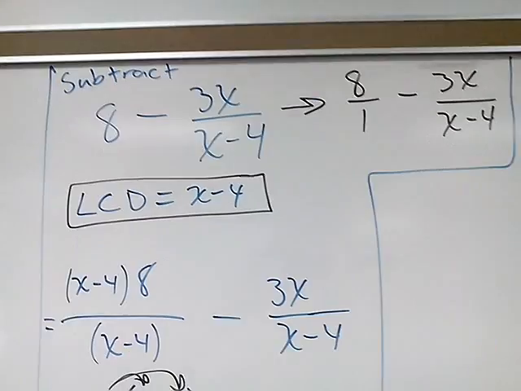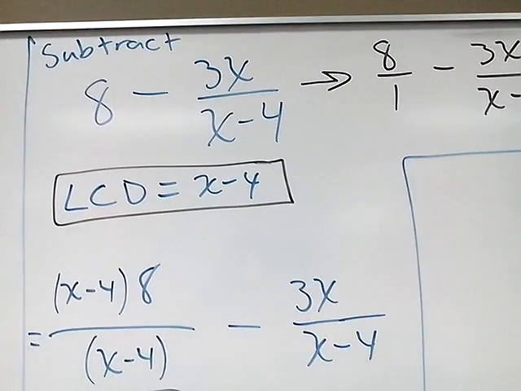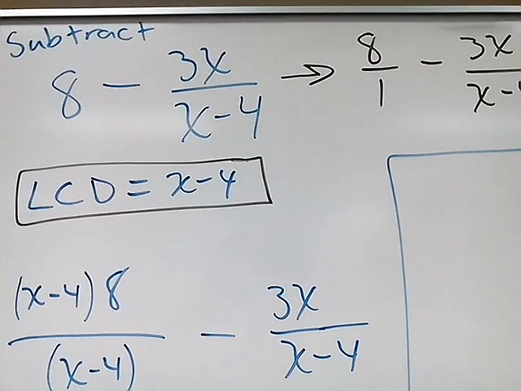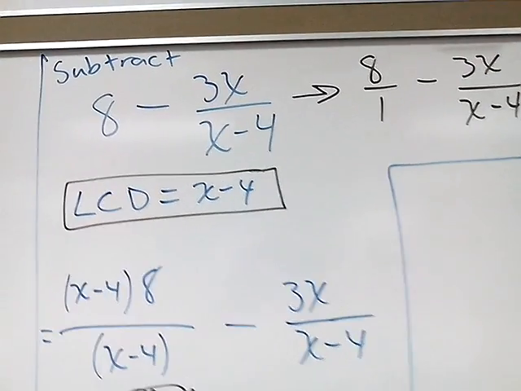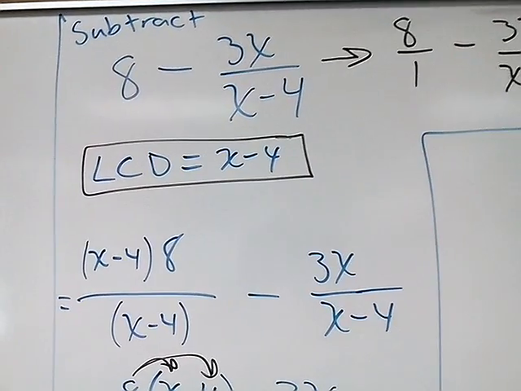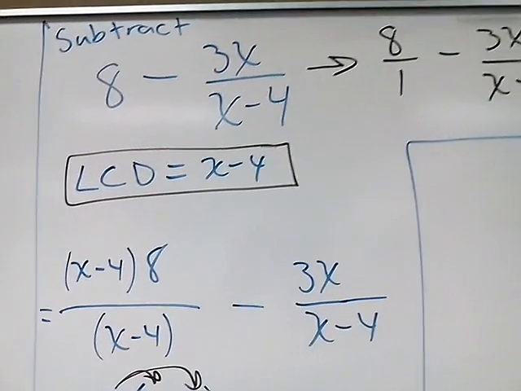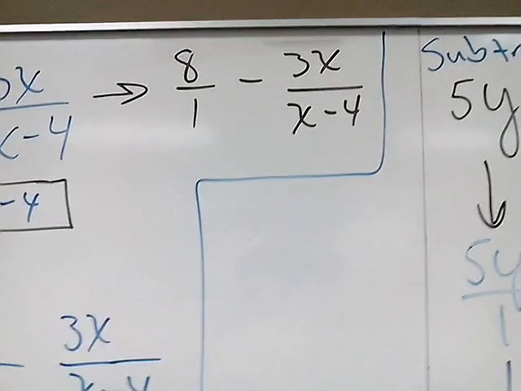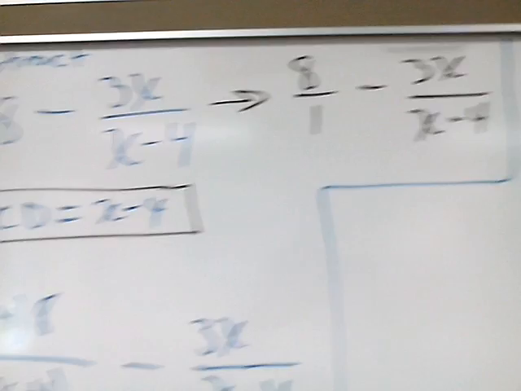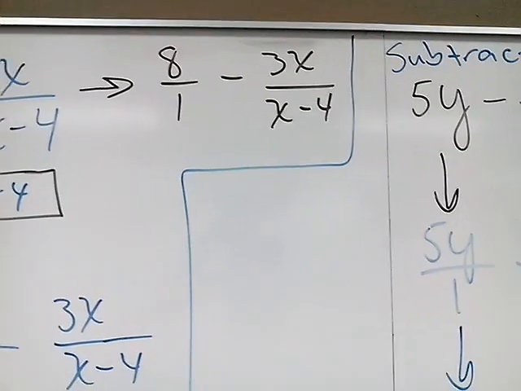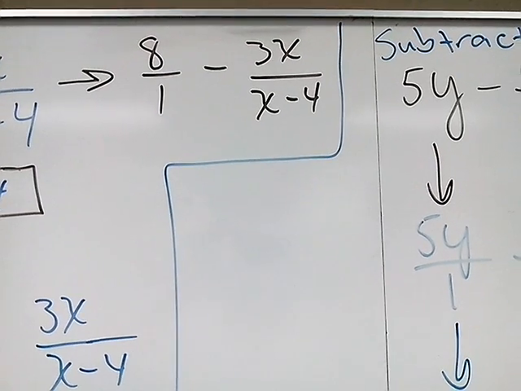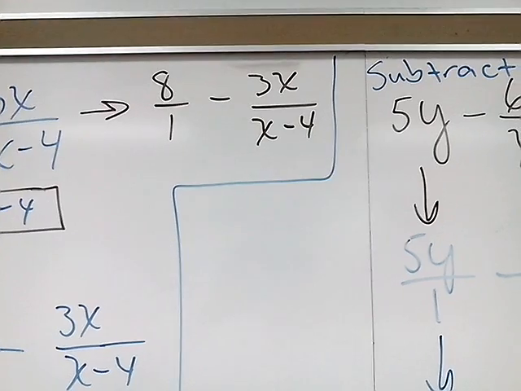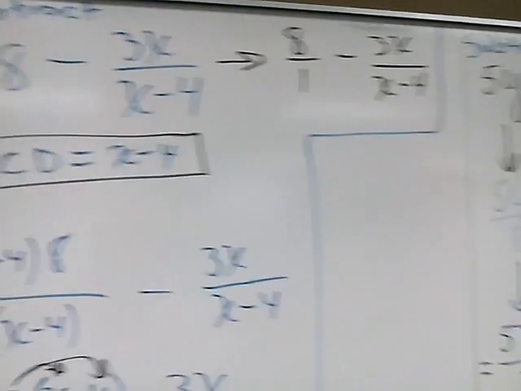Now, in subtracting, we have an example here of 8 minus 3x over x minus 4. Our least common denominator is x minus 4. Keep in mind that we can write the 8 as a fraction by putting a 1 in the denominator, or writing it over 1. So 8 over 1 minus 3x over x minus 4 is the same thing as what we started with.